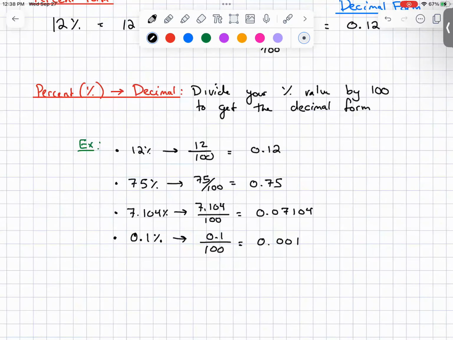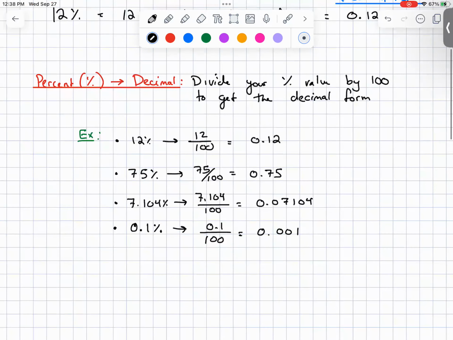But notice that all these percentages that I've listed on the left are all percentages less than 100%. But we can see plenty of situations where percentages go above 100%. And it's done the same way. So if you have like 115%, you're just going to take that number, 115 divided by 100. That gives you 1.15.